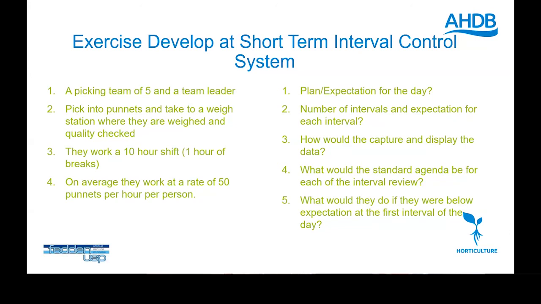How would you capture and display the data? What would your standard agenda be for the interval review? I'm saying agenda. What sort of questions and what sort of things would you do at those standard intervals? And what would you do if you were below expectation at the first interval of the day? So it's 5 questions. It's a fairly simple exercise to get to what your average rate will be for a day, then work out how you would split that day into intervals and the expectation for each. And after that, how would you capture and display the data? What could your standard agenda be? And what would you do if they were below expectations?